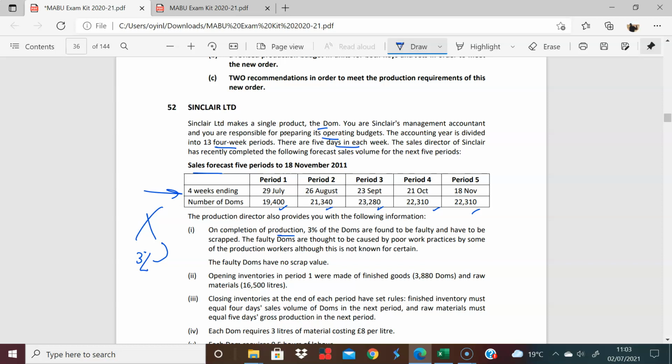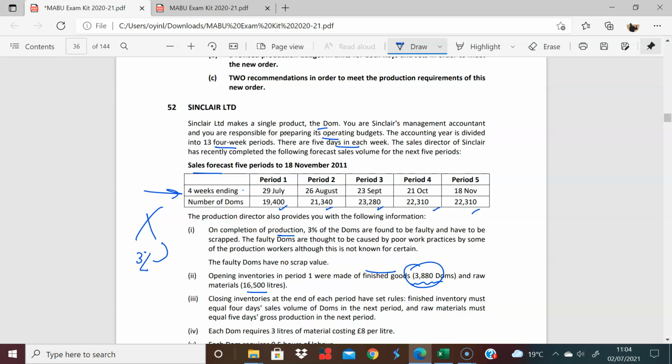We have an interesting scenario where we are told that in terms of finished goods, in period 1, we have some opening inventory of 3880. We also have raw materials, but let's focus on the actual finished goods first. So what's the situation? I start my day with 3,880 in period 1, and in period 1 there are 4 weeks. So this is a 4-week period that we're talking about. Period 1, I have an opening inventory of 3880.